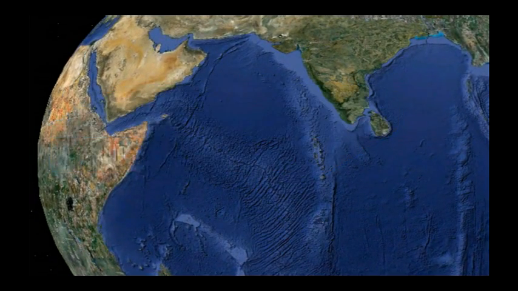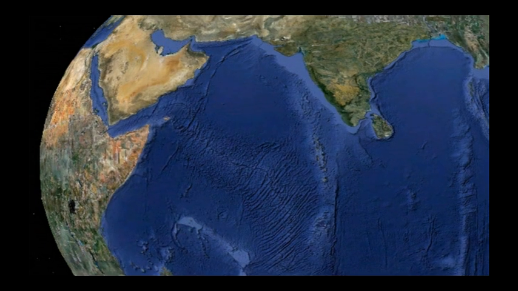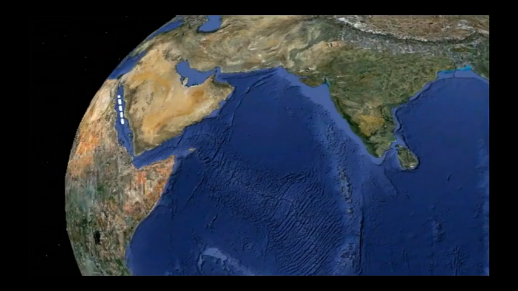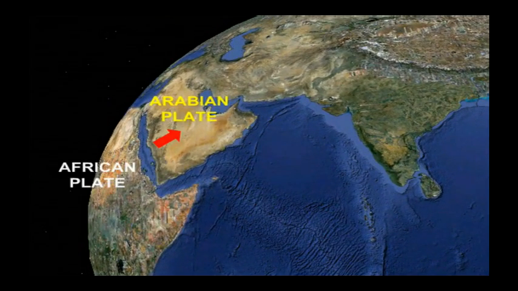Example of divergent boundary is the Indian Ocean Ridge, where the Indian plate moves away from African plate in northeasterly direction. Another good example is the Red Sea Ridge, where the Arabian plate is moving away from the African plate.